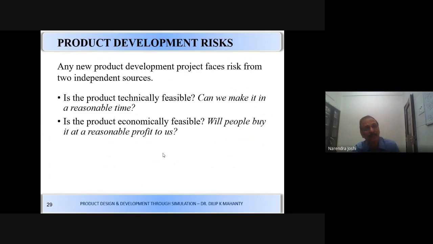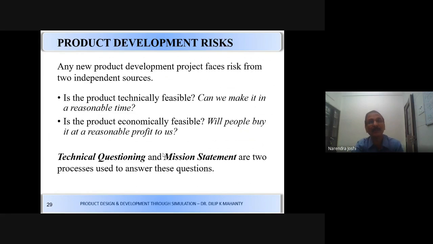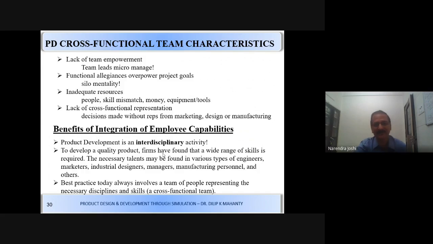Is the product economically feasible? So technical and economic, both we are talking about. These are answered by two issues called technical question, mission statement, and product development, which we are not going to touch much in this. But you see another interesting aspect called cross-functional team characteristics.